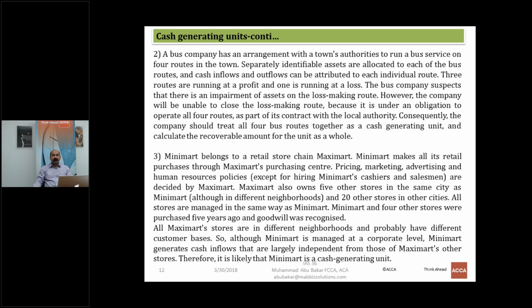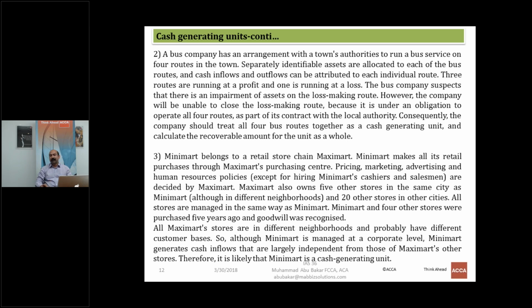Minimart and 4 other stores were purchased 5 years ago, and goodwill was recognized. All Maximart stores are in different neighborhoods and probably have different customer bases. So although Minimart is managed at a corporate level, Minimart generates cash inflows that are largely independent from those of Maximart's other stores. Therefore, it is likely that Minimart is a cash generating unit.